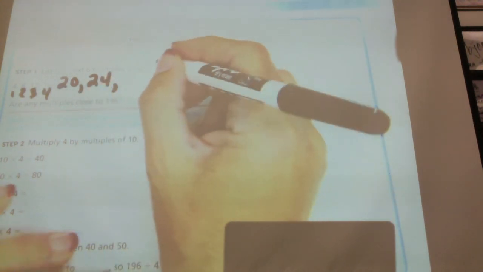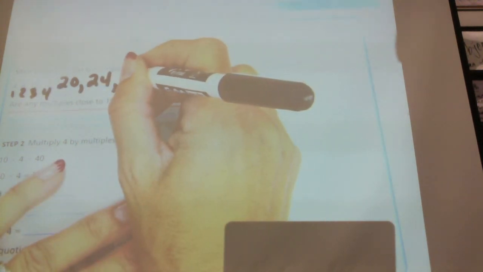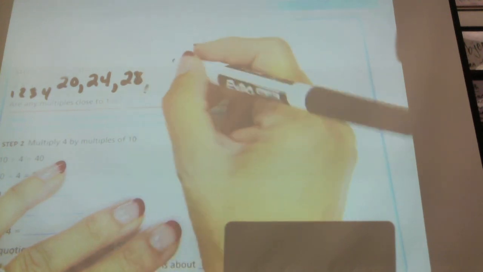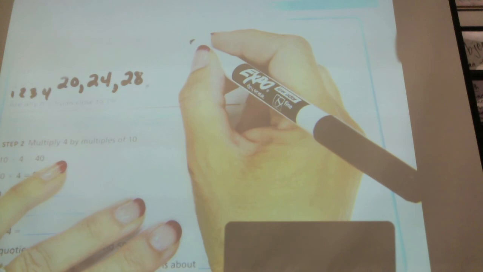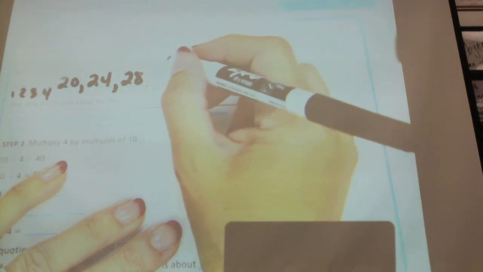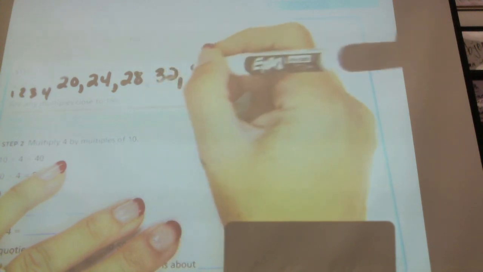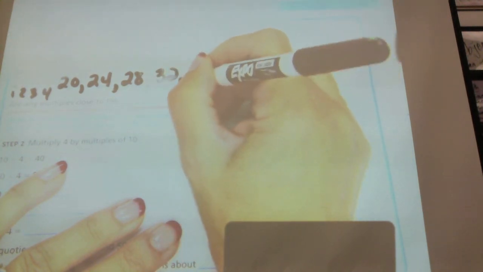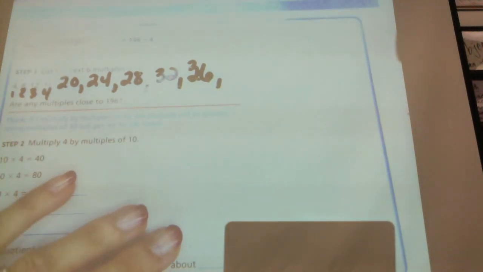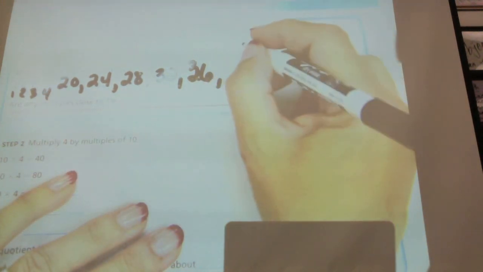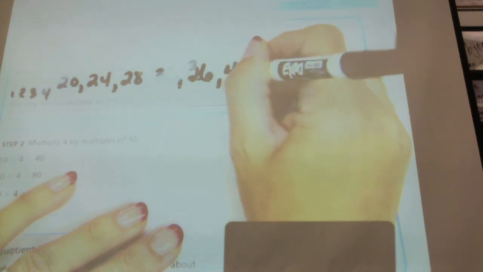Okay, I need people awake. You guys should know your 4s. What is 7 times 4? 28. 8 times 4. 32. And you guys wait until I ask the question. 9 times 4. 36. 10 times 4. 40.